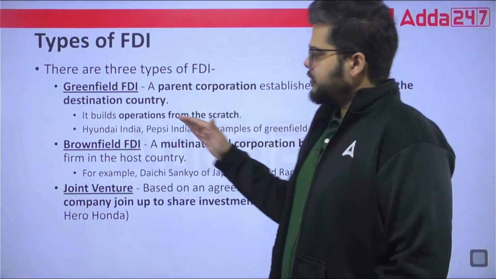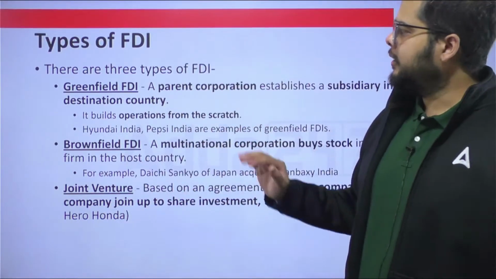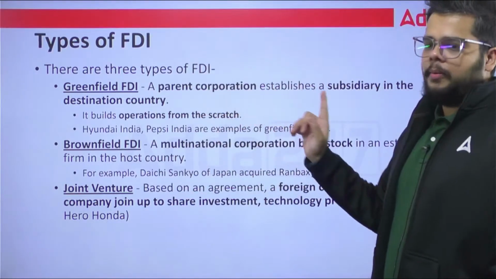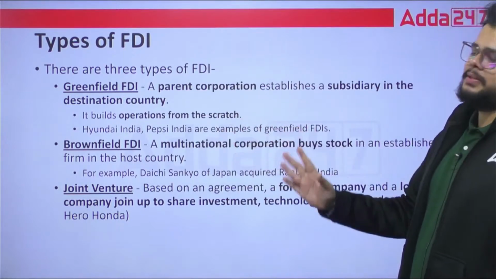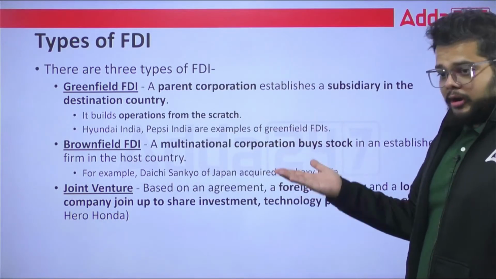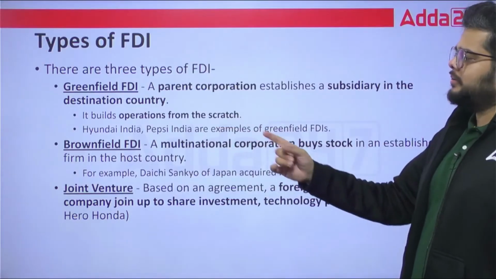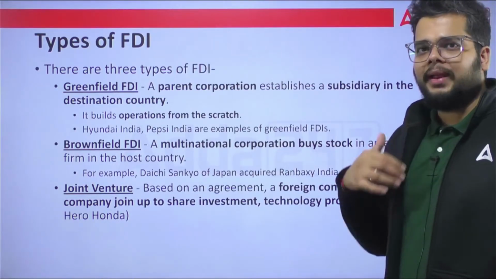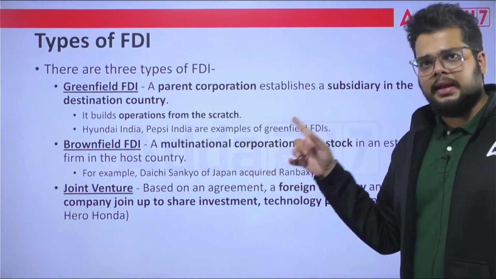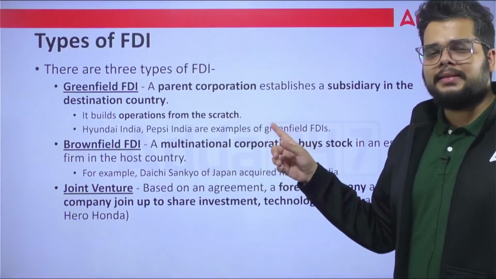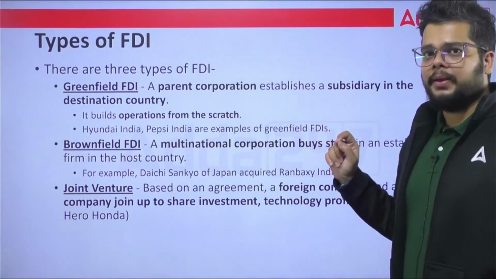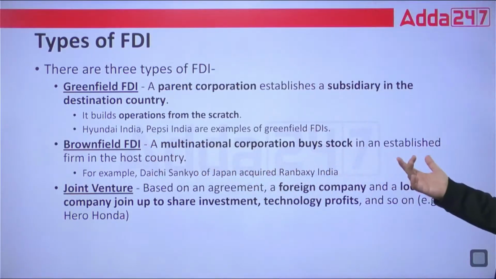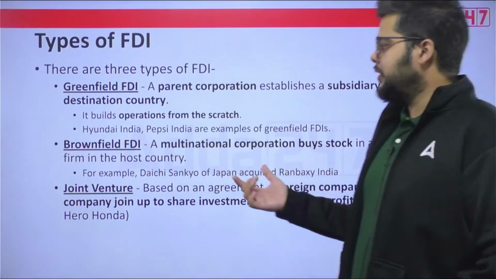Here for your reference we have included the three types of FDI. Greenfield talks about a parent corporation establishing a subsidiary and building the operation from scratch. Examples are Pepsi India, Hyundai India, where we have already seen that in USA Pepsi is a brand, but in India it is operational under the name of Pepsi India and it is termed as a subsidiary of the company, that is Pepsi. Brownfield FDI: a multinational corporation buys stock in an established firm in the host country.